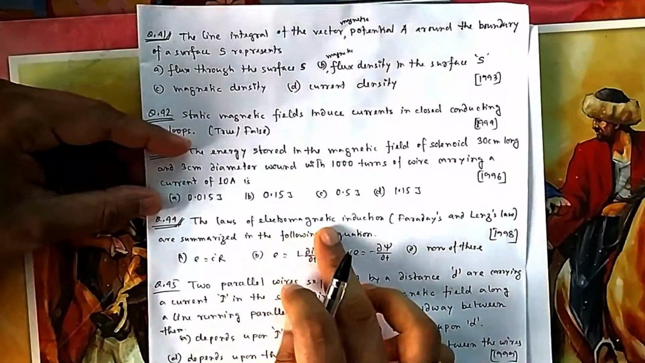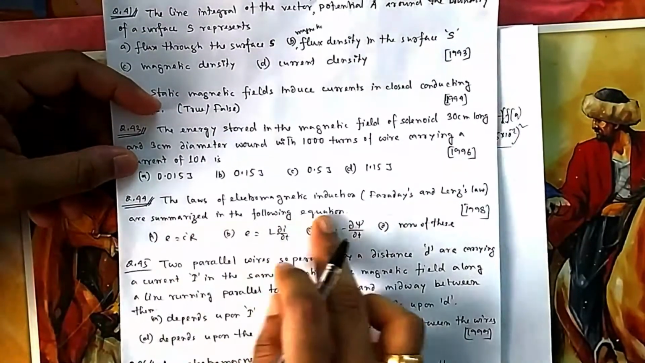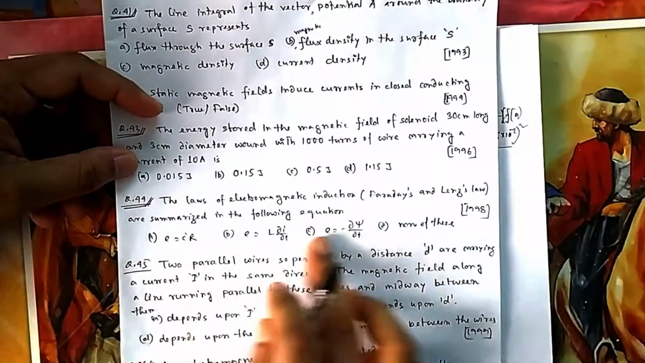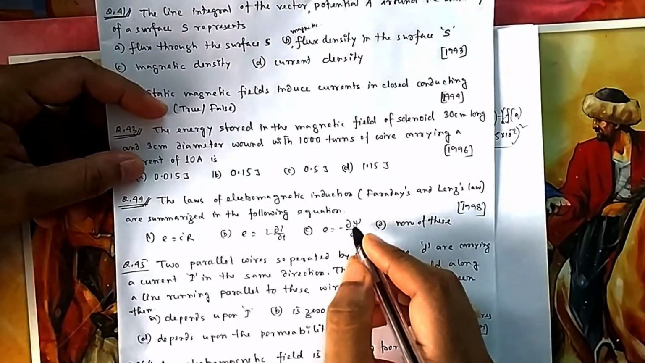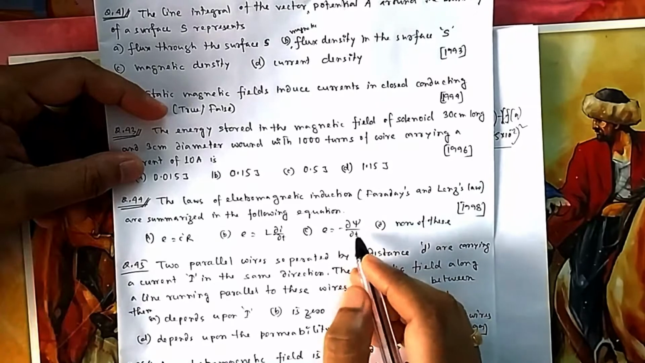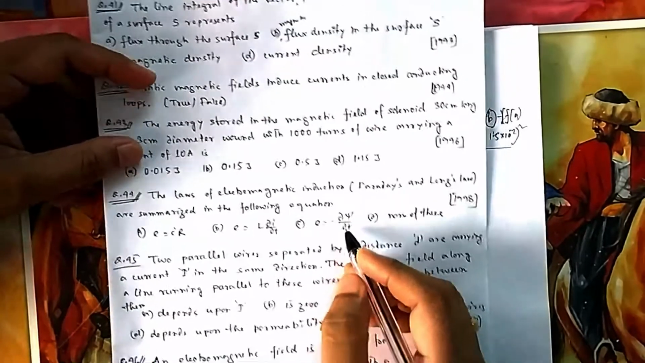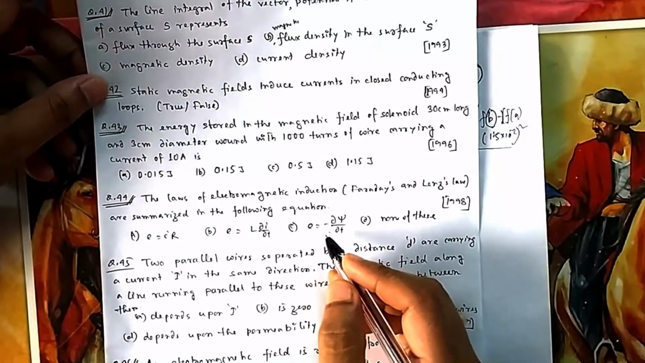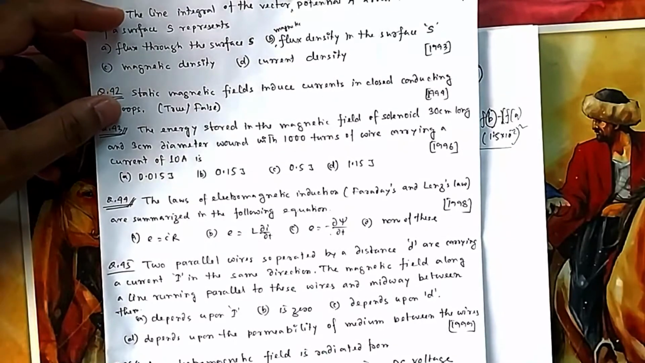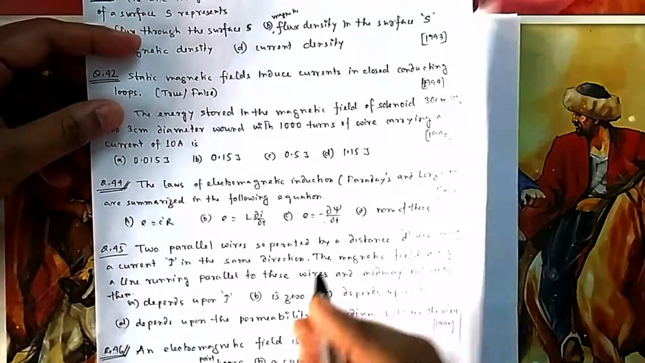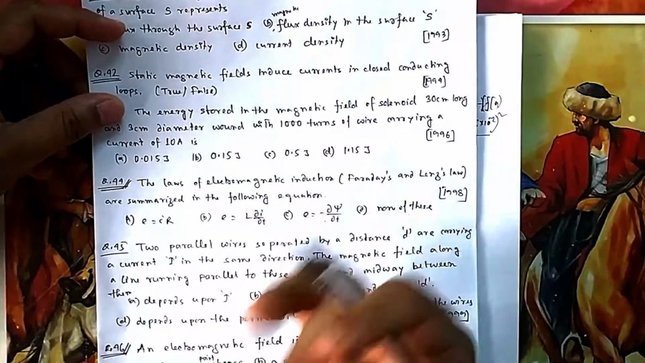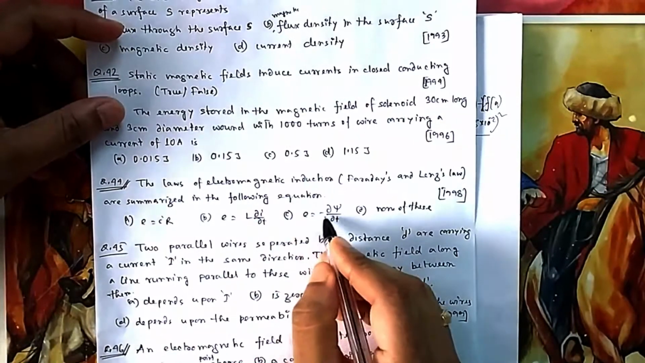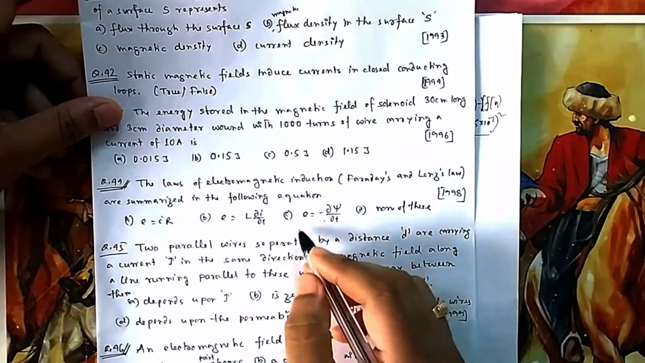44. The laws of electromagnetic induction, Faraday's law and Lenz's law, can be summarized as, so E is equal to d phi by dt, generally we know, and d phi by dt is nothing but psi. Psi is also known as flux linkage. So it is d psi by dt, and this minus sign is for Lenz's law, that Lenz's law is the mother killer. It will kill the source from which it is generated. So the sign is negative of that change, so that it will kill that change. So it is E is equal to minus d phi by dt. That is your option C.